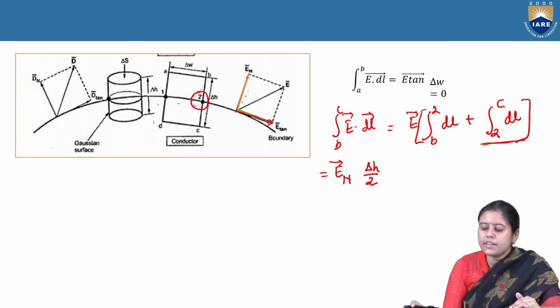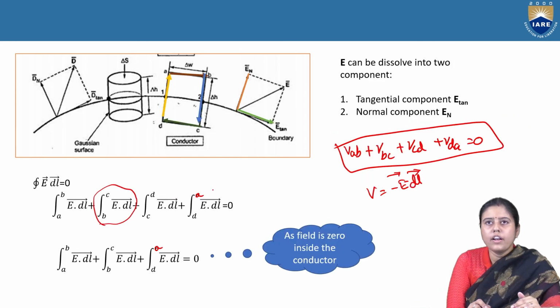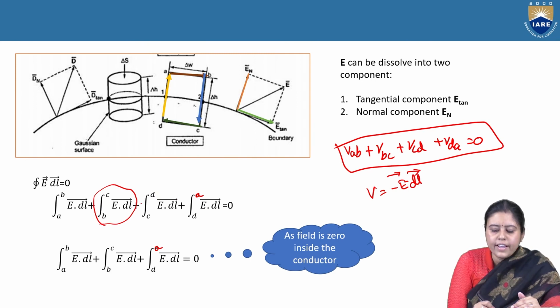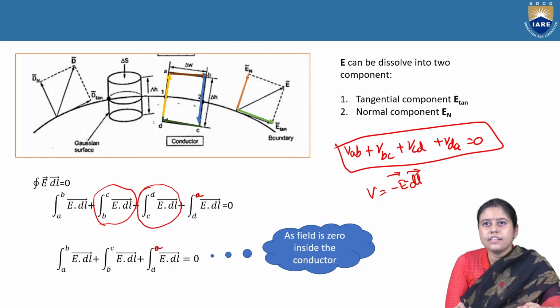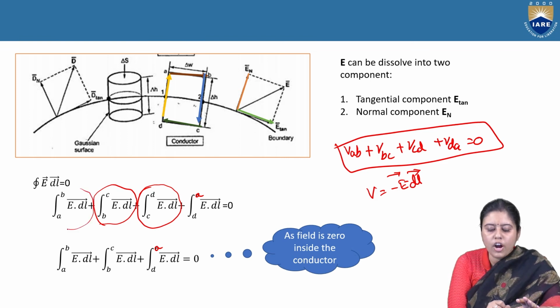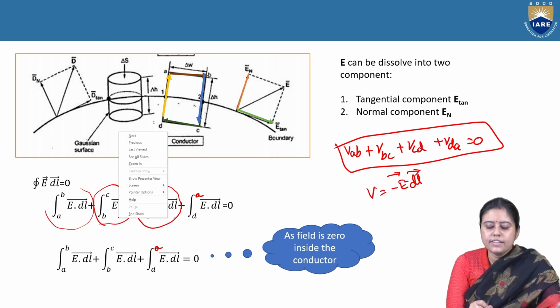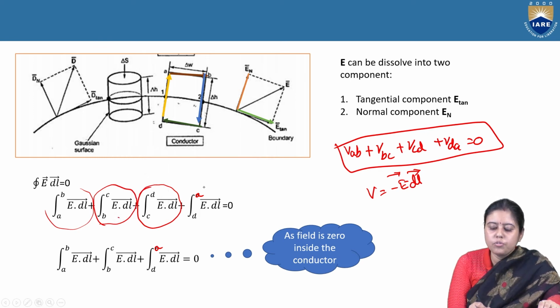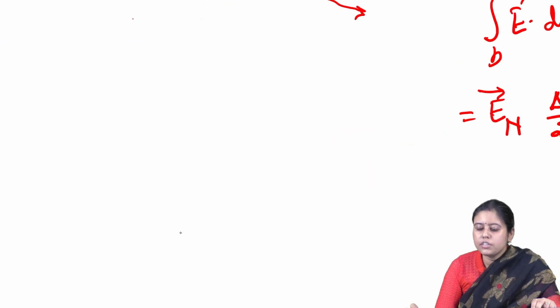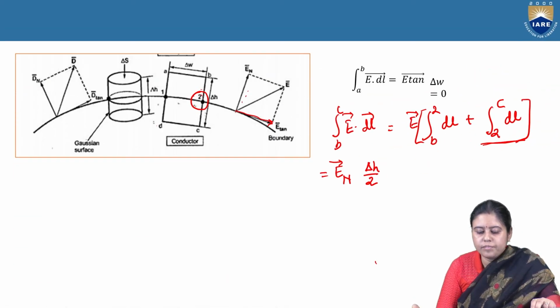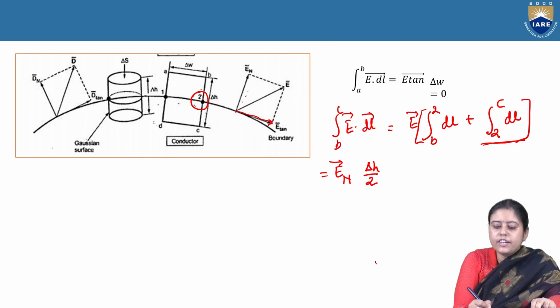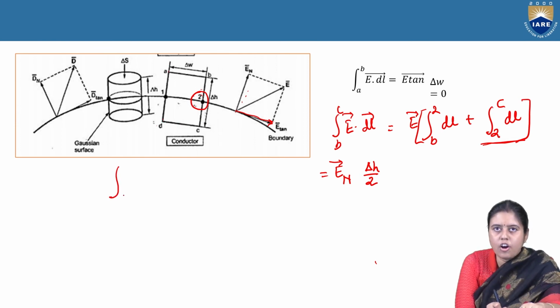Now, already we have discussed in the previous slide that this E dot dl equation is 0, as the field is 0. This integration we have done, this integration also we have done. We have to do the last integration, from D to A. Integration of D to A, E dot dl.